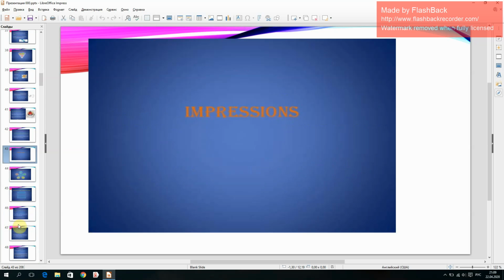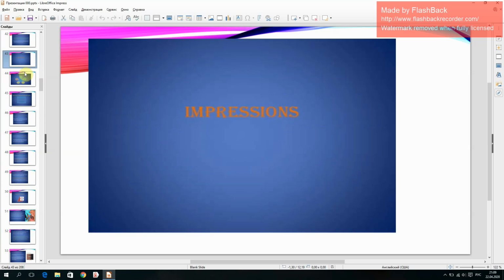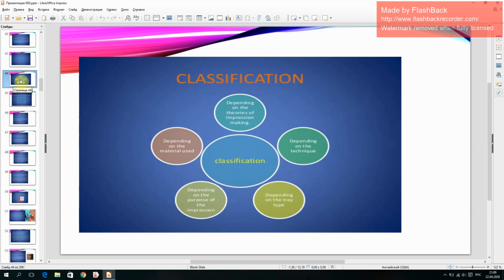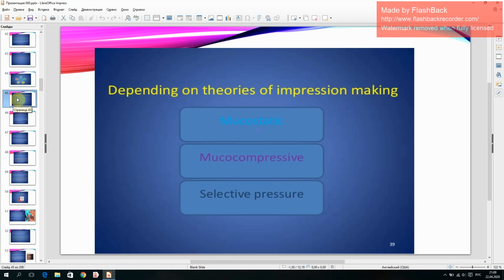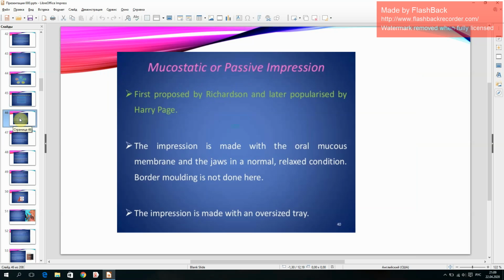Impressions. Classification. Depending on theories of impression making: mucostatic, mucocompressive, and selective pressure. Mucostatic, or passive impression, was first proposed by Richardson and later popularized by Harry Page.